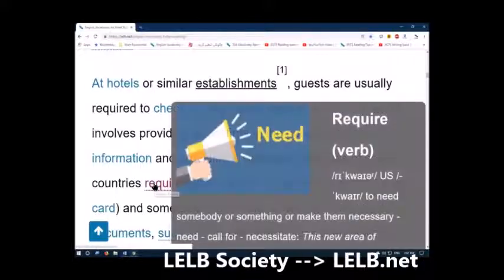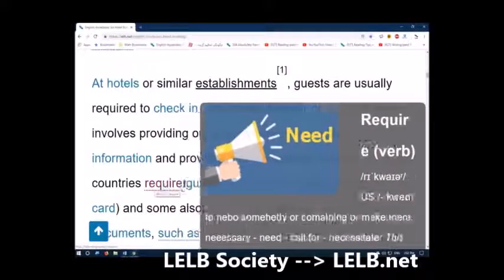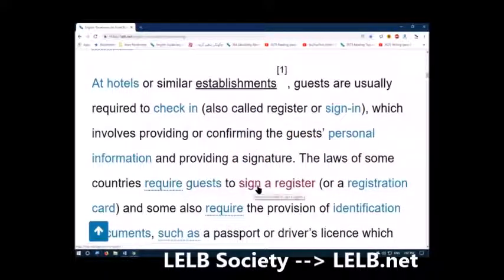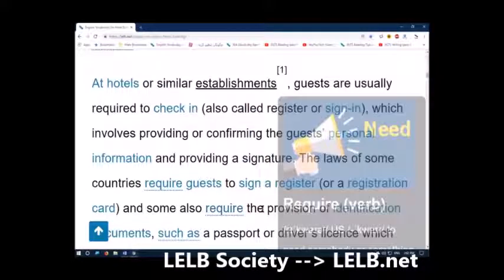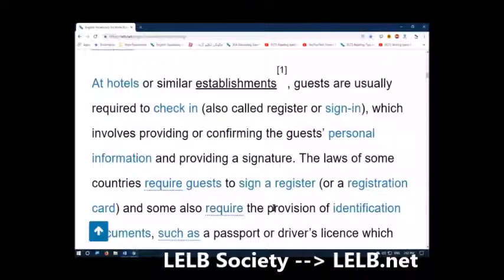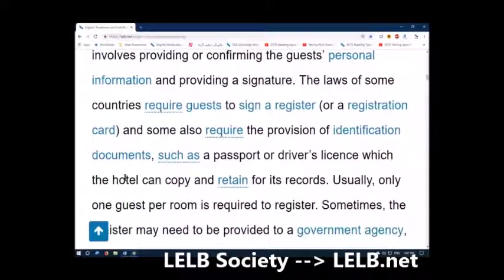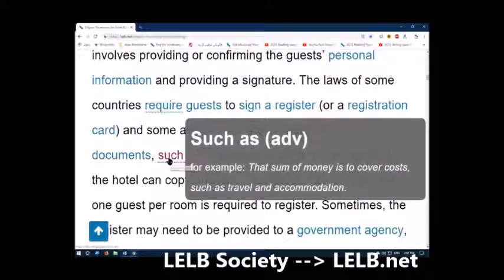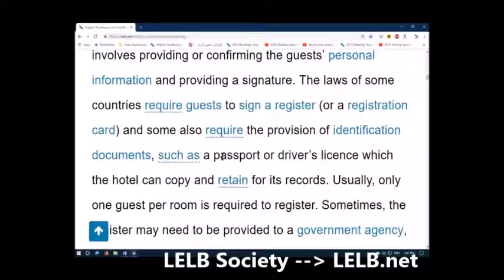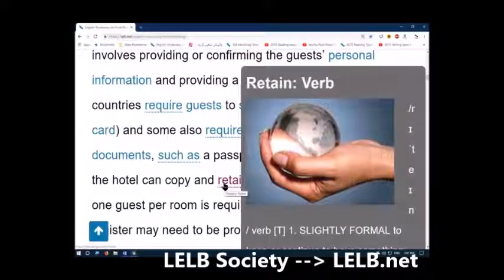So some countries require, it means ask for, in a very polite way, by the way, guests to sign a register or registration card, and some also require the provision of identification documents. They want to know about your identity, such as, means for example, a passport or driver's license, which the hotel can copy and retain. Retain means keep, hold.